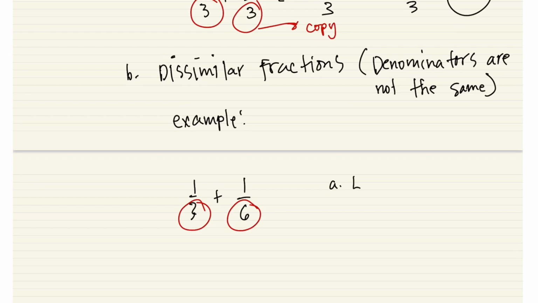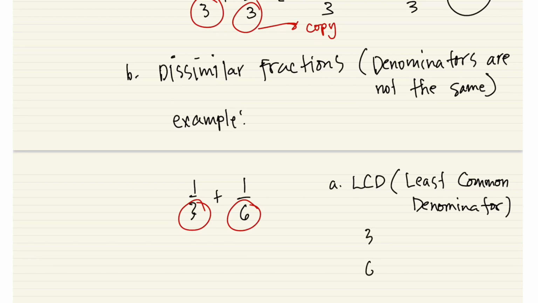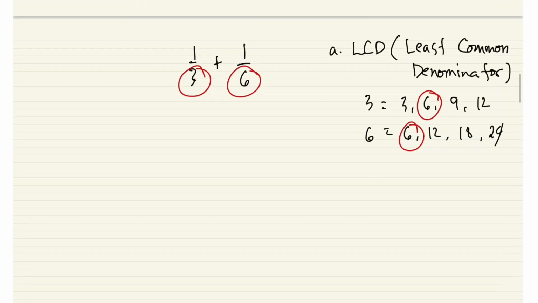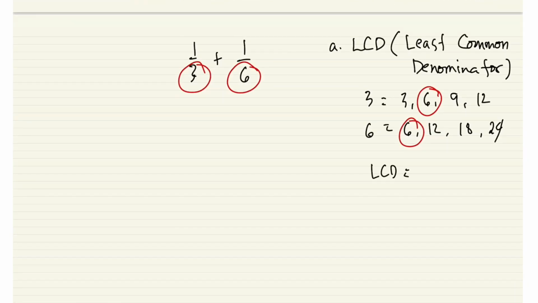The first step is to look for the LCD, which stands for the least common denominator. How do we look for the LCD? We write 3 and 6, then get the multiples. The multiples of 3 are 3, 6, 9, and 12. The multiples of 6 are 6, 12, 18, and 24. The lowest number they have in common is 6. So their LCD is 6, and we use 6 as our new denominator.